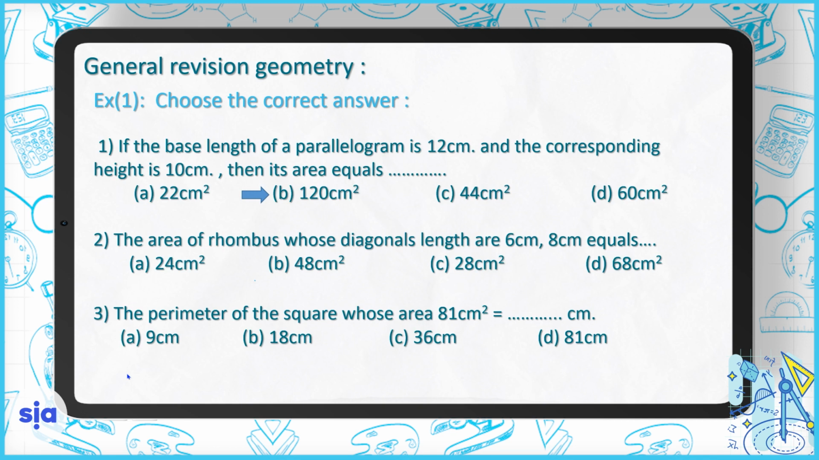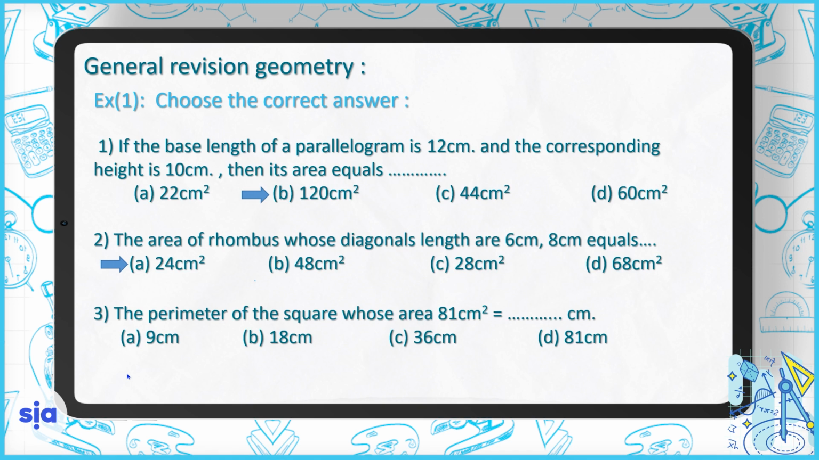Question 2. The area of the rhombus whose diagonal lengths are 6 and 8 centimeters is what? We know that the area of the rhombus is half times diagonal 1 times diagonal 2. So it's half times 6 times 8, which is 24 centimeters squared.